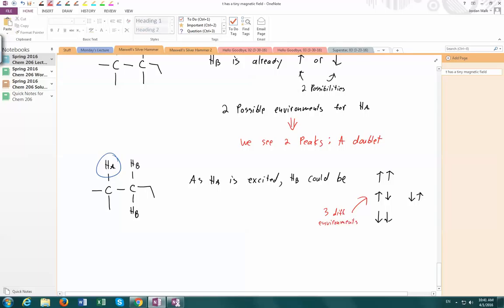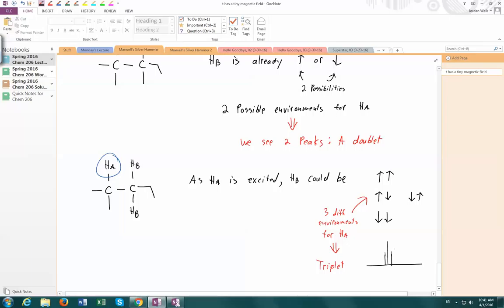So because there's 3 different environments for HA, what kind of signal are we going to end up seeing? We're going to end up seeing a triplet. And so furthermore, because each of those resulting split signals that we see have different likelihoods, it's a lot more likely that we're going to see this middle case. There's a 50% chance that we'll see that middle case, and then a 25% chance that we'll see either the top case or the bottom case. We end up seeing a signal where we don't have 3 equal peaks, but we find that the outside peaks are about half the area as the inside peak.